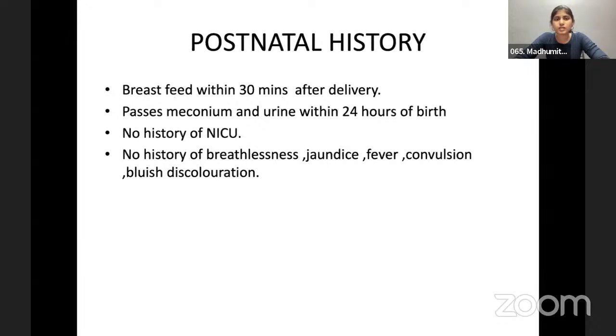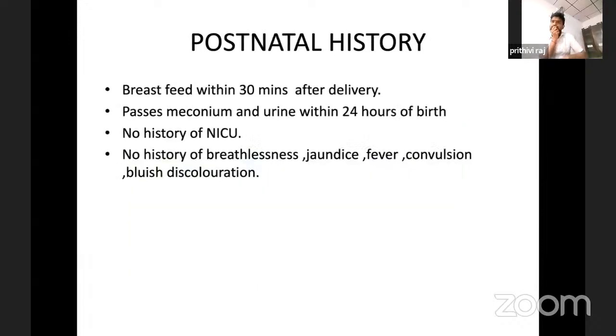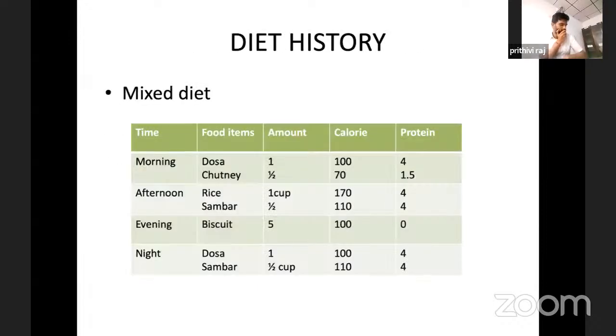Postnatal history, breastfed within 30 minutes after delivery. Baby passed meconium and urine within 24 hours of birth. No history of neonatal intensive care unit. No history of breathlessness, jaundice, fever, convulsion, bluish discoloration. Okay. Diet history is mixed diet.